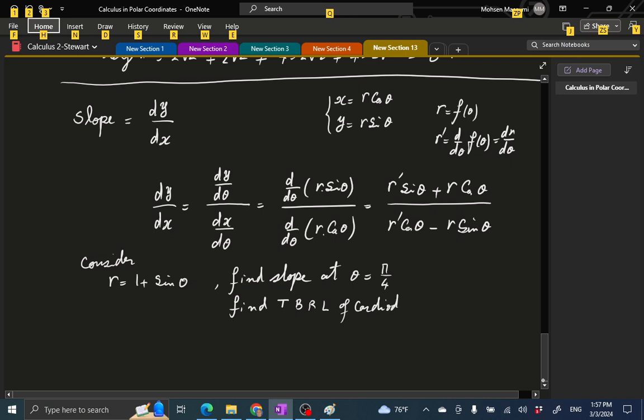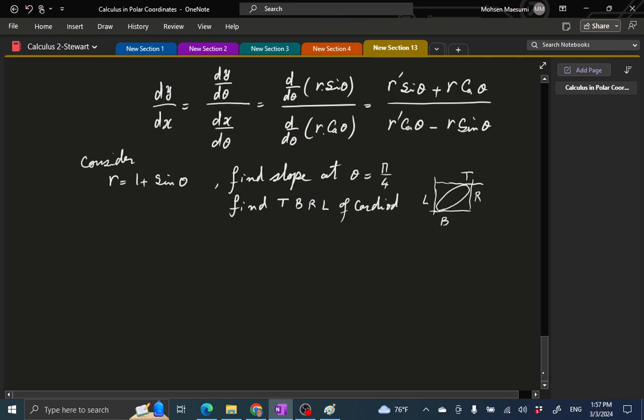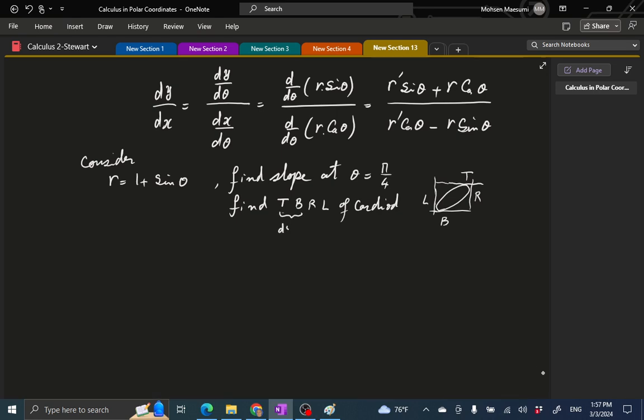What do we mean by that? Well, it's typical that if you have a curve, you want to know what's the top point, what's the bottom point, what's the rightmost point, what's the leftmost point, and so on, as if you are making a bounding box, if such a thing is possible. Top and bottom are of course where dy dx is 0.